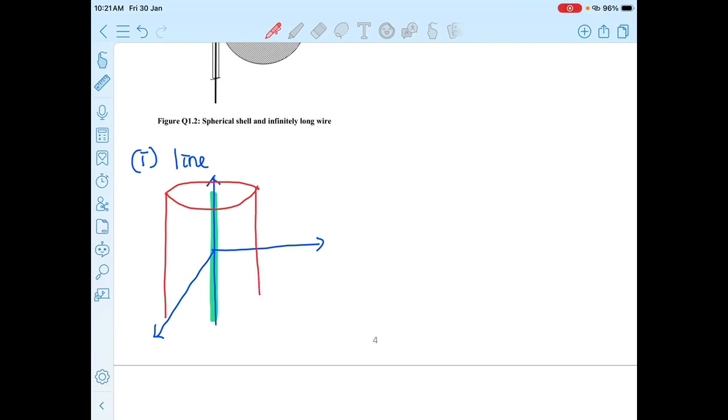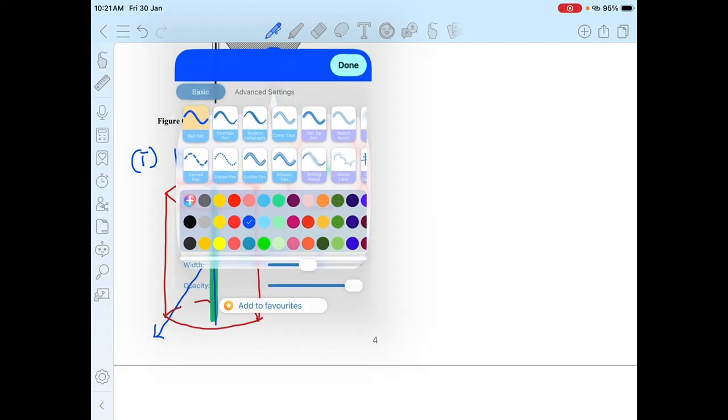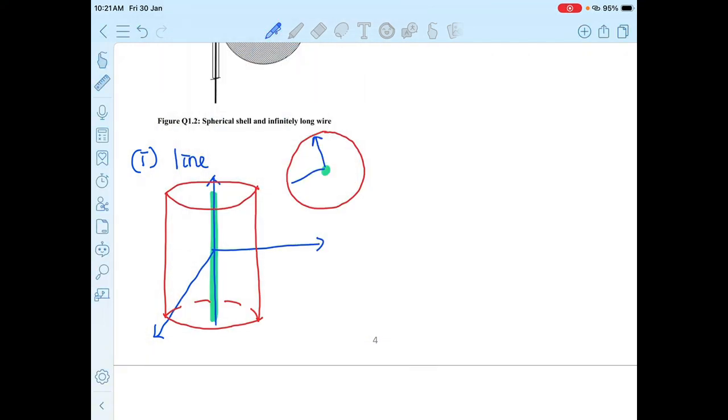So just draw a cylinder. From the top view, this one will be your line, and this one will be your Gaussian surface. The electric field will be going outward in these directions, in the R direction. To derive the electric field formula using Gauss law, first we must know what Gauss law is. Gauss law says that the total electric flux density coming out from the Gaussian surface is equal to the charge enclosed by the surface.